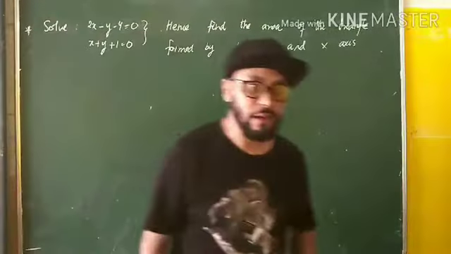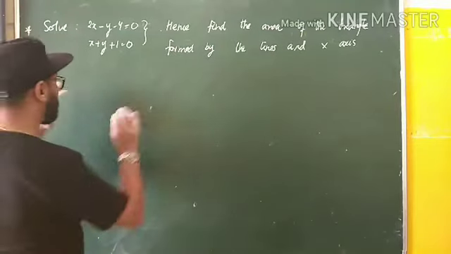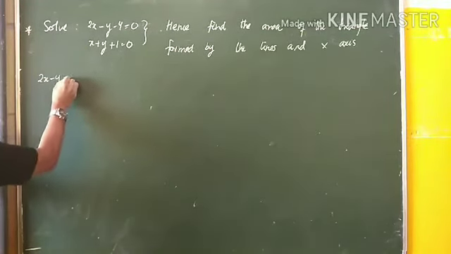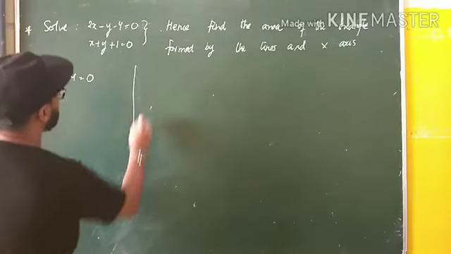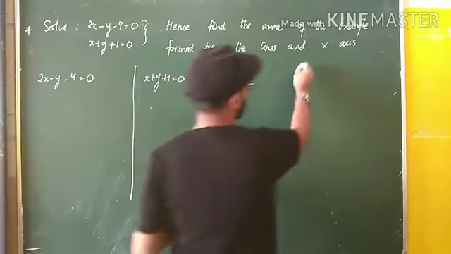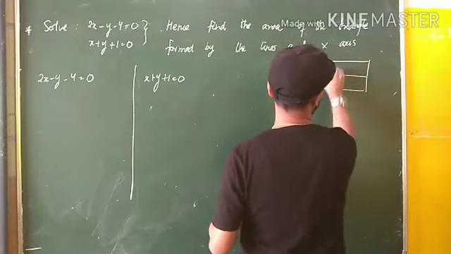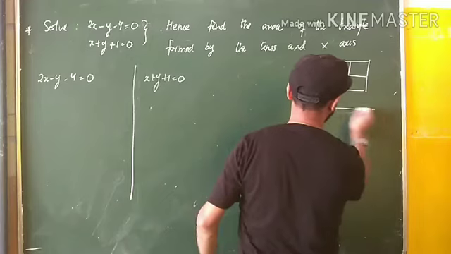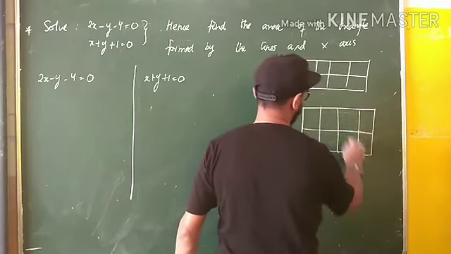Alright? Now let's take another example. Solve. So 2 linear equations are given. First thing that we need to do is separate both these equations so that we'll get the table. Now let's make 2 tables here. This is for the first linear equation and this is for the second linear equation.